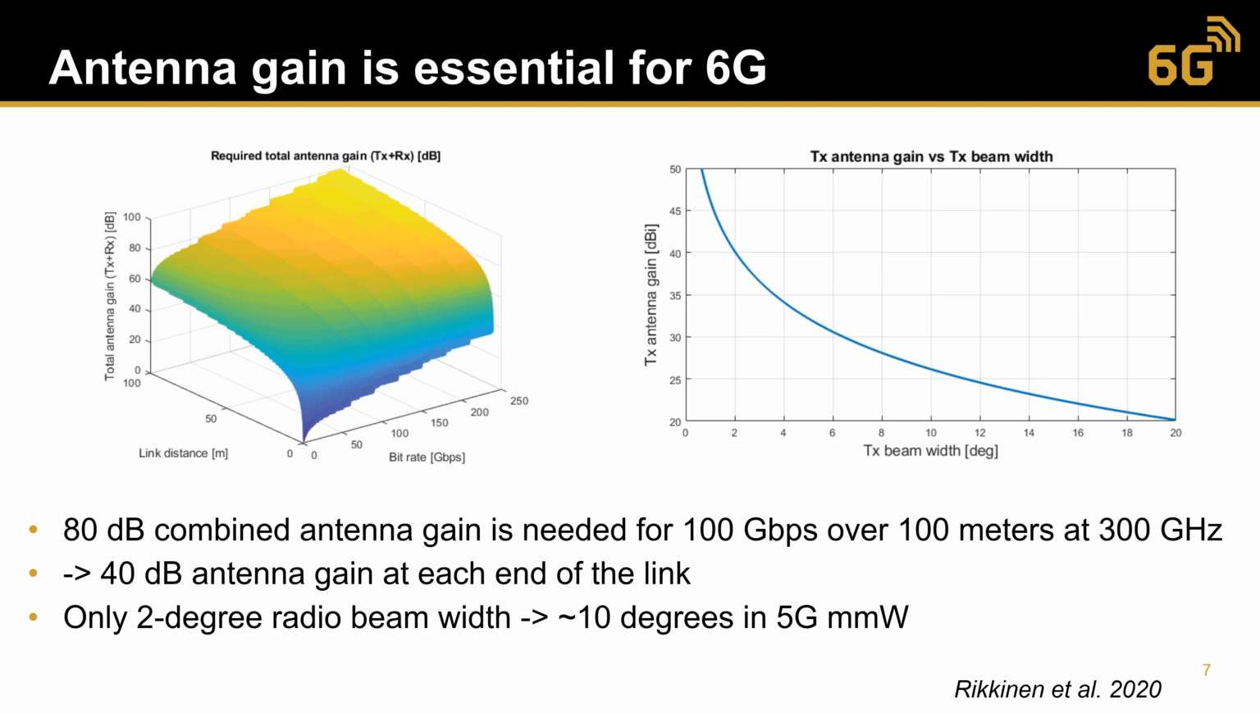If this number is compared to the current 5G millimeter wave signal beam width, then 5G has 5 times wider RF beams. The RF beam steering and tracking will be one of the significant research topics which need to be solved before commercial 6G sub-terahertz networks are in operation.